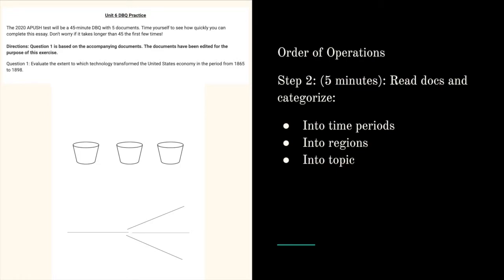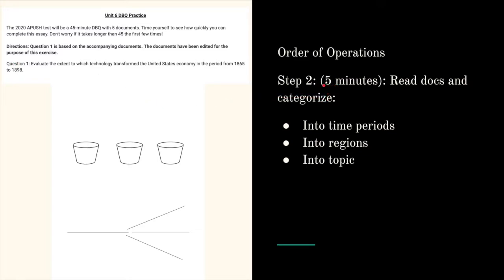Or you could do what I did in that last thesis I showed you and go into regions, okay? So you might say, well, docs 1 and 2 are kind of about the north, doc 3 is the west, doc 4 and 5 are about the South, so you could divide them into regions, categorize them rather into regions. You could do it into topic, right? You could divide them up into agricultural and industrial. It just kind of depends on what the prompt is and what direction you want to take this essay, okay?